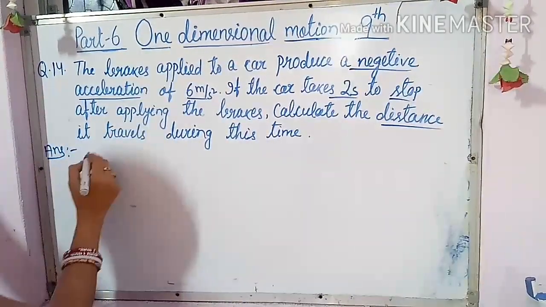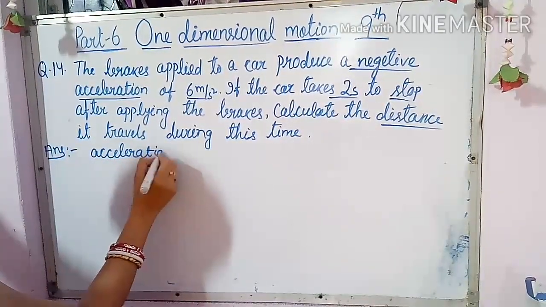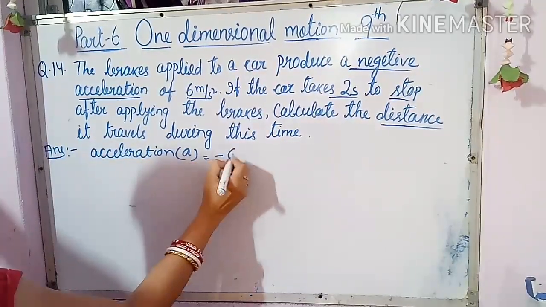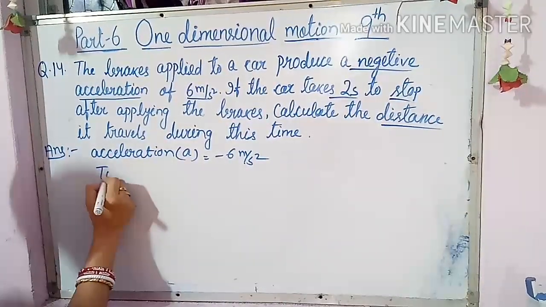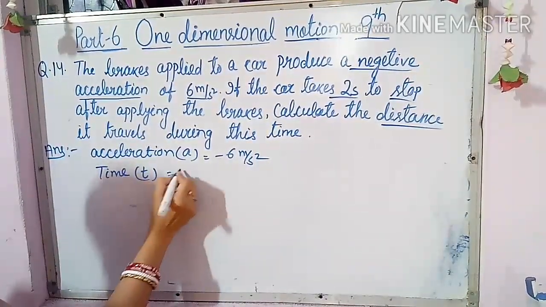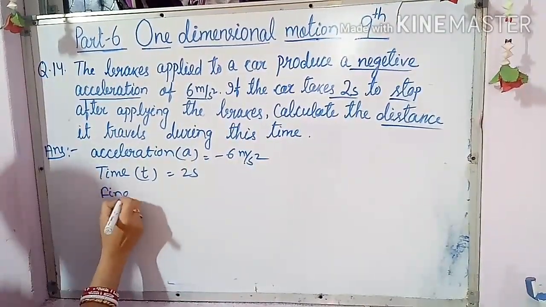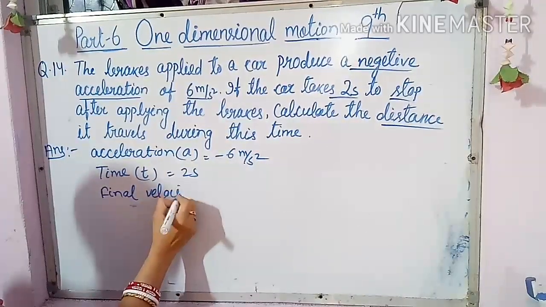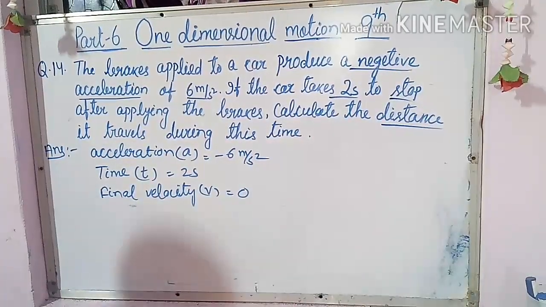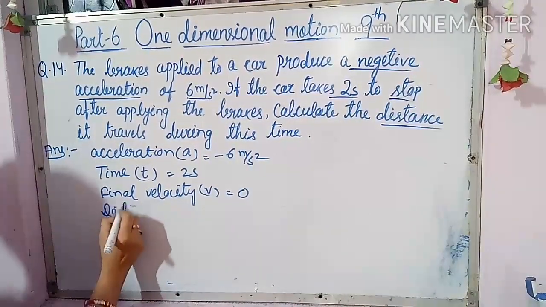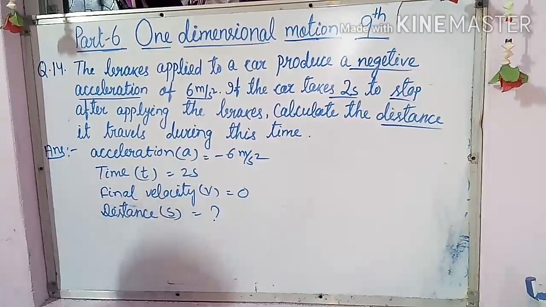Now go to the answer. Write symbolically. Negative acceleration means acceleration A equal to minus 6 meter per second square. Now 2 seconds is your time, T equal to 2 seconds. To stop means final velocity V equal to 0. Then calculate the distance, which means S. Distance S equal to question mark.